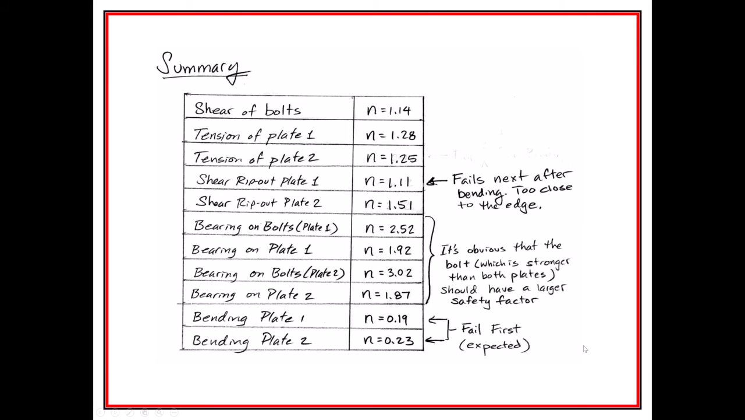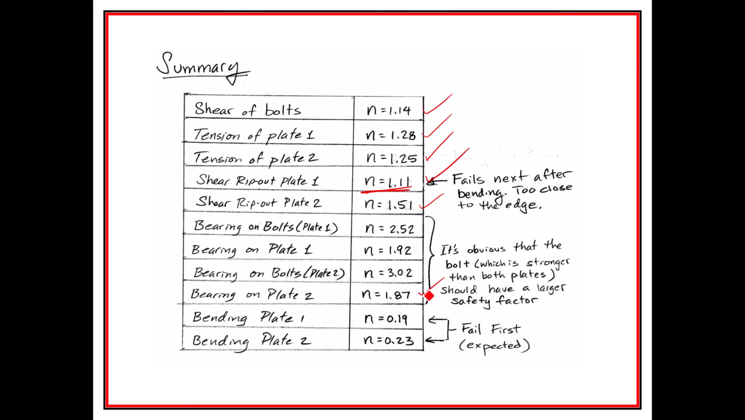And just talking through the rest of these. I think after bending is going to happen, this shear rip out of plate 1, that thing's obviously way too close to the edge. That's what that tells us. The next, interestingly enough, I think is going to be the shear of the bolts. And then we're going to have the tension of plate 2, tension of plate 1. And then it's kind of a moot point because all these other things failed. But shear rip out of plate 2 could happen. That was not nearly as bad in terms of being close to the edge. Then we can start arguing about what the next ones are.